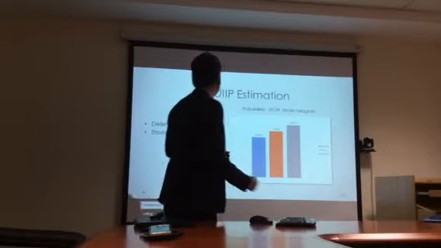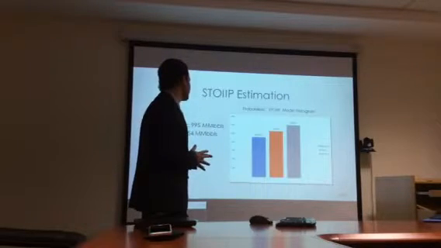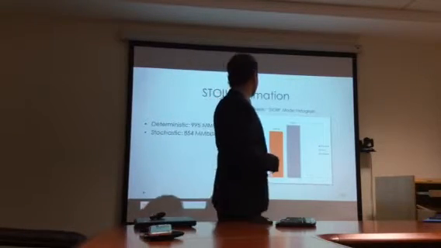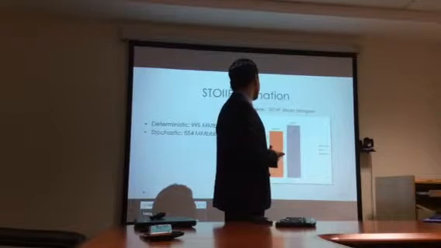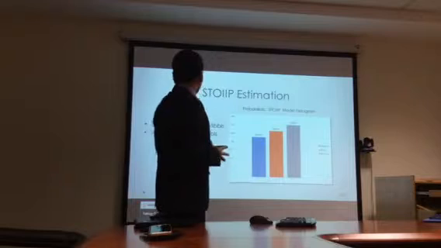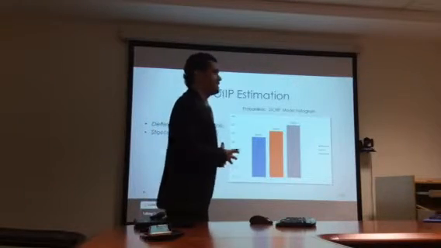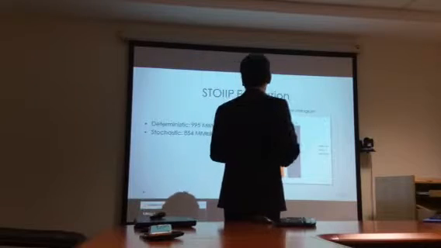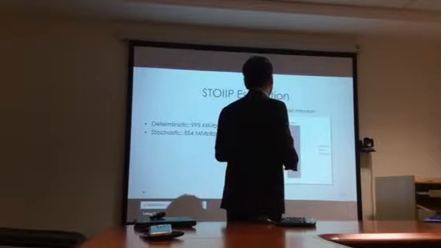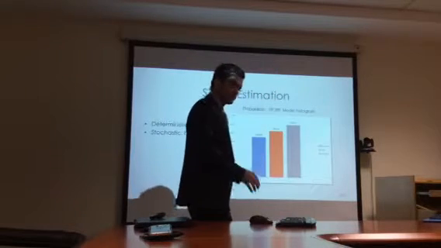The STOIP estimation was done in 3 different ways. The probabilistic, where the values, the minimum, most likely, and maximum were taken. The deterministic yielded a value of 995 million barrels, and the stochastic, the result we got from the model, gave us 854 million barrels.